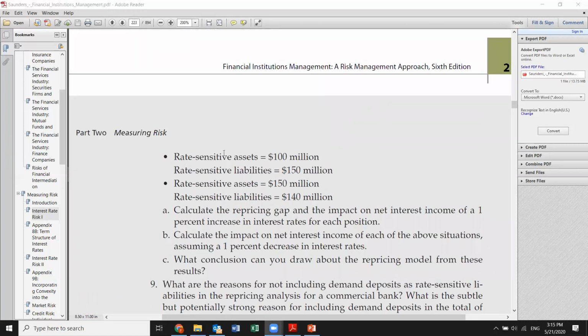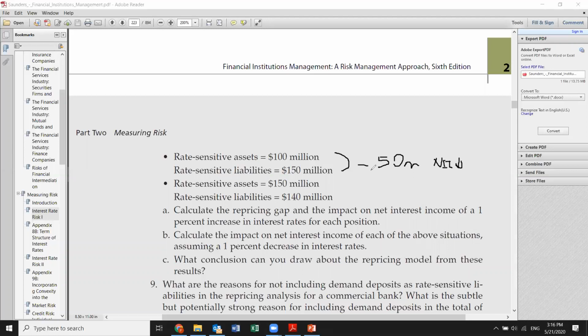Now, rate sensitive assets is 100 million and rate sensitive liability is 150 million. So here we have a negative gap of 50 million. If interest rates increase, how is it going to affect us? Negatively. Our net interest income will go down by, if you multiply by 1% on 50 million, it should be like 500,000.